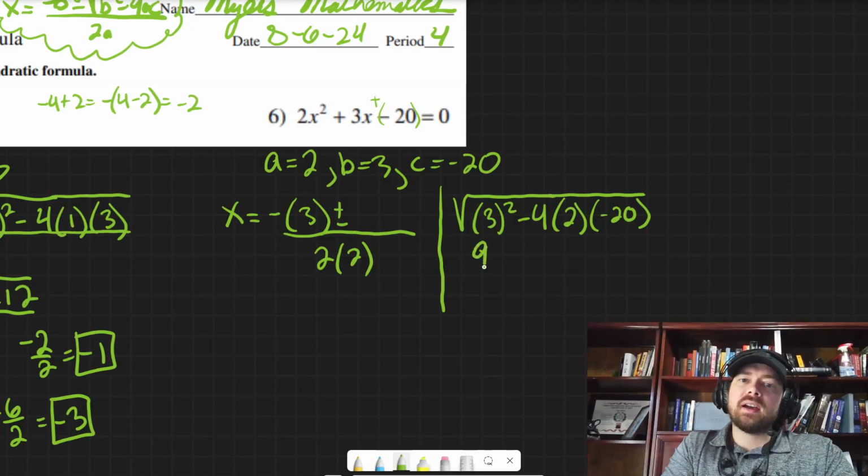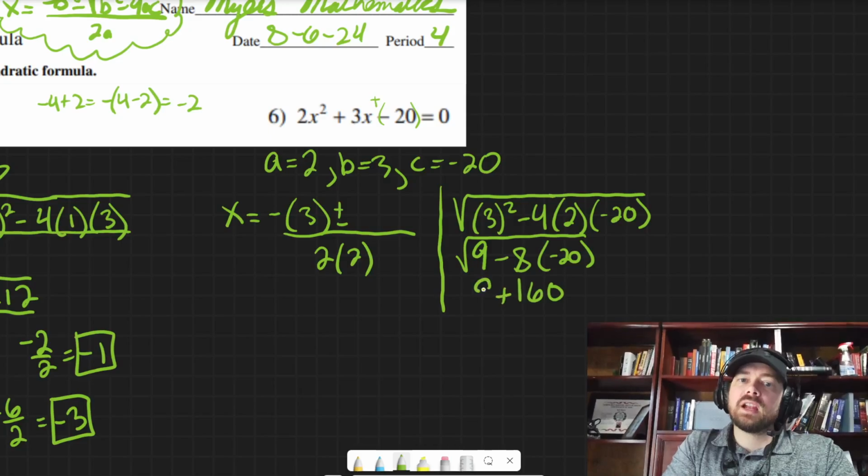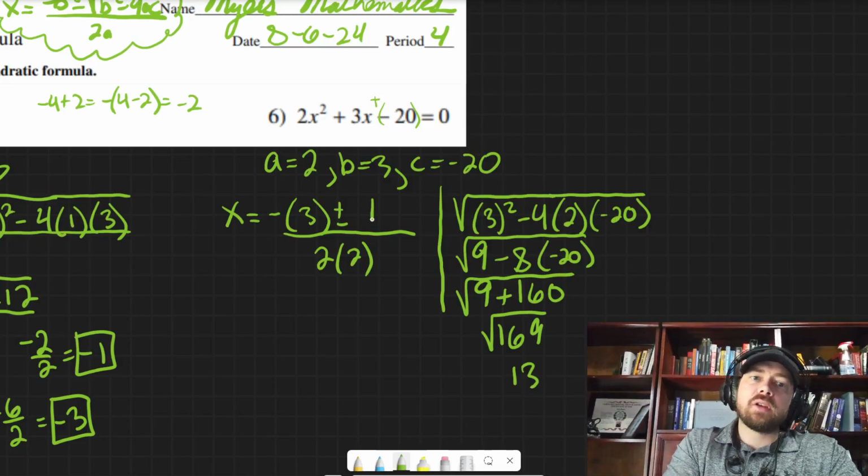3 squared is 9. 4 times 2 is 8. Still a minus there. 8 times 20 is 160. And it becomes a positive because there's a minus here and a negative here. So 2 negatives make a positive. 9 plus 160 is 169, which actually has a square root. The square root of that is 13. So that goes right here. See how that's nice and neat?